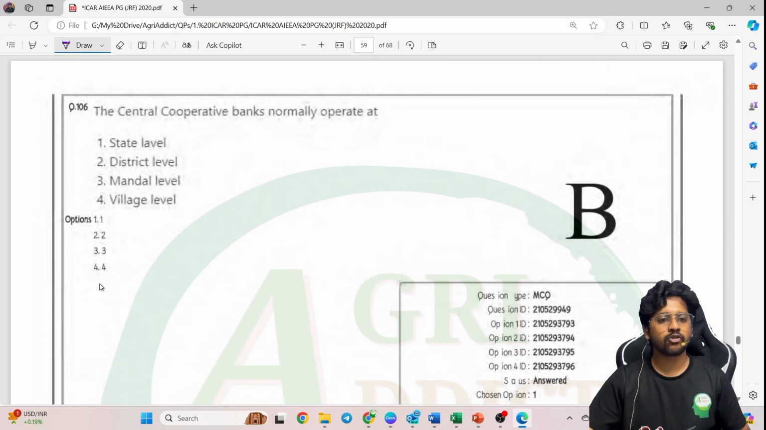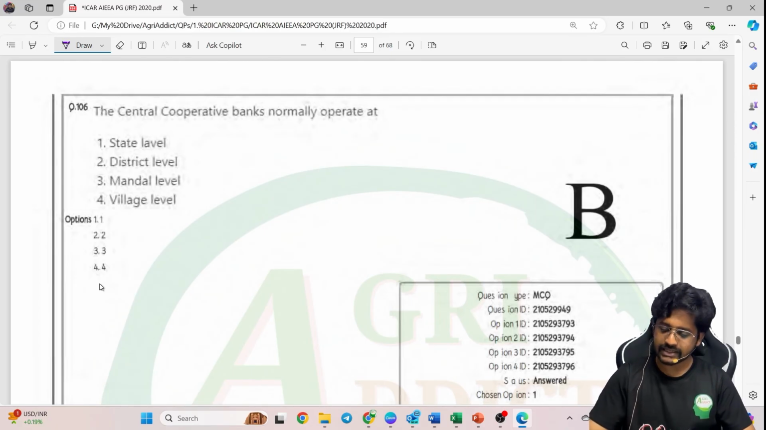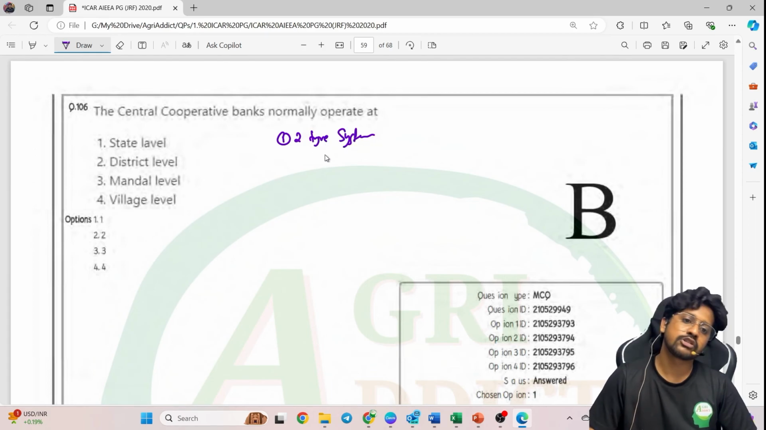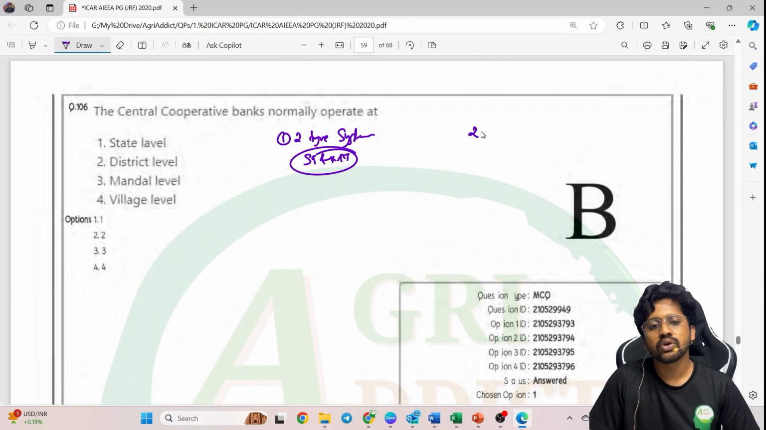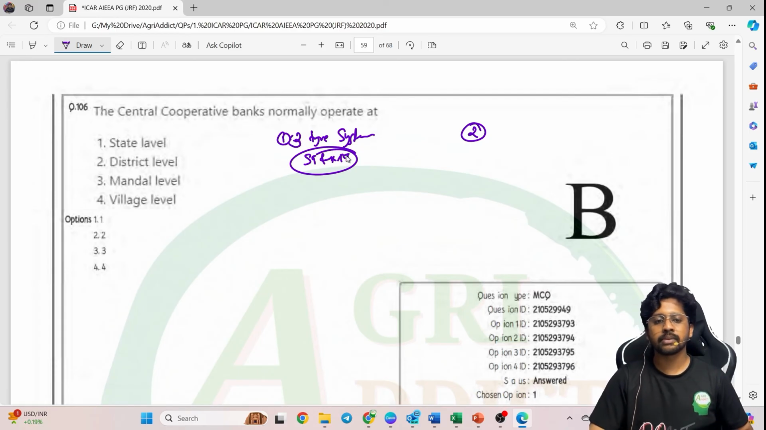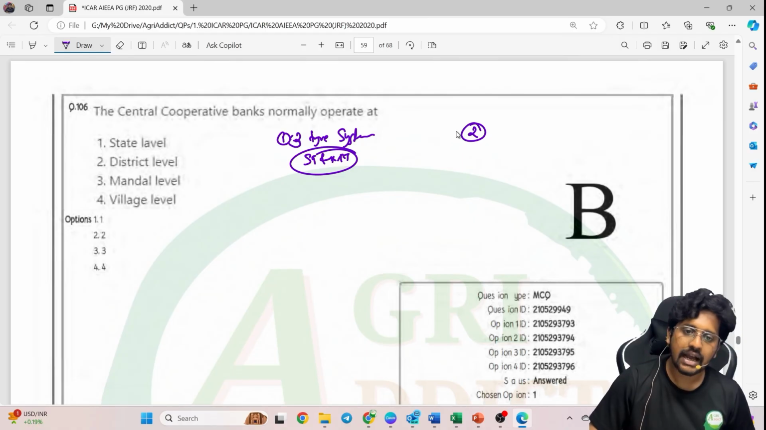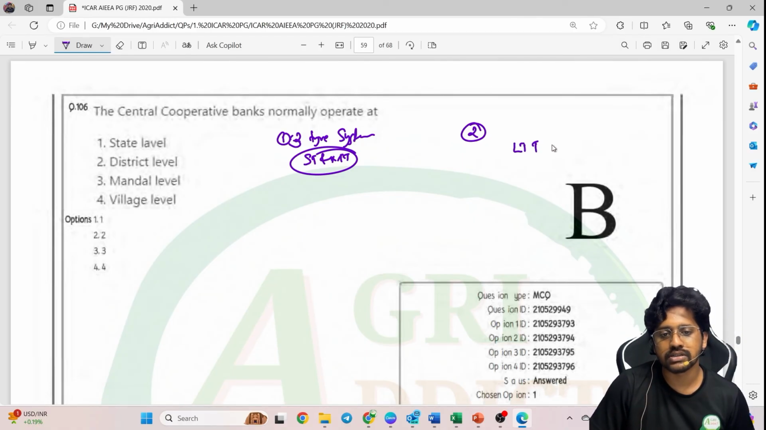Okay, the central cooperative banks normally operate at which level? Actually, in the cooperative credit distribution system in India, there were two types of systems. The first one is a three-tier system, which was used for the disbursement of short-term and medium-term loans, right? Short-term and medium-term loans are disbursed through the three-tier system, and in order to disburse the long-term loans, there was a two-tier system, right?